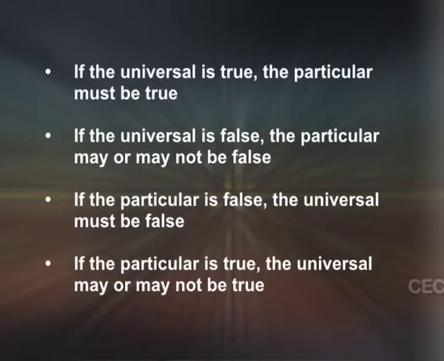If the universal is true, the particular must be true. If the universal is false, the particular may or may not be false. If the particular is false, the universal must be false. If the particular is true, the universal may or may not be true.